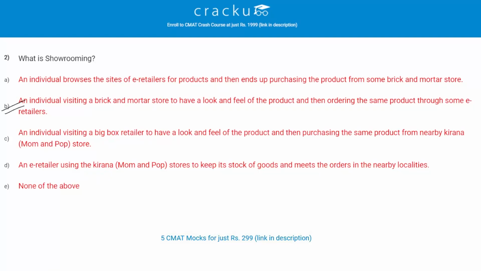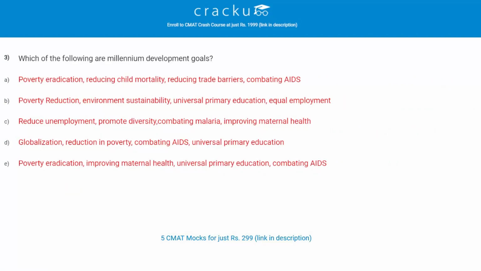Let's see the third question. Which of the following are Millennium Development Goals? The correct answer is E, that is poverty eradication, improving maternal health, universal primary education, and combating AIDS.